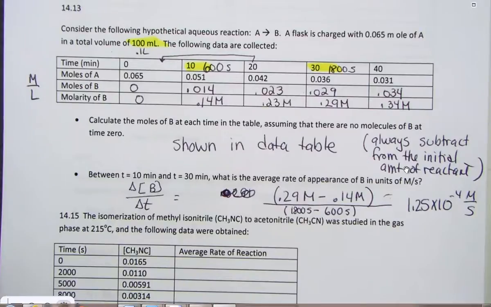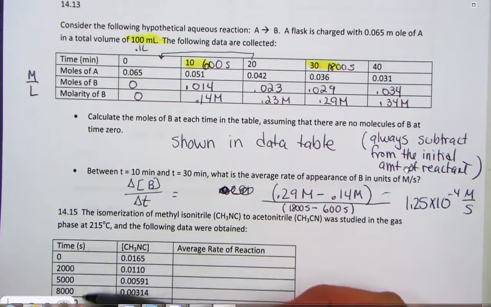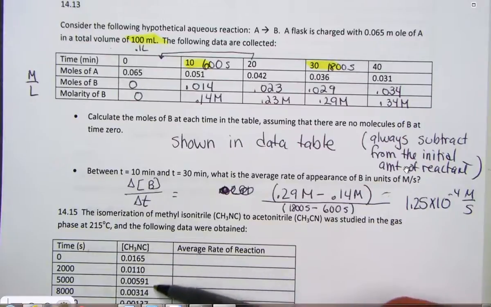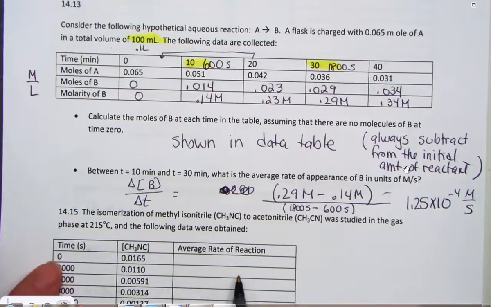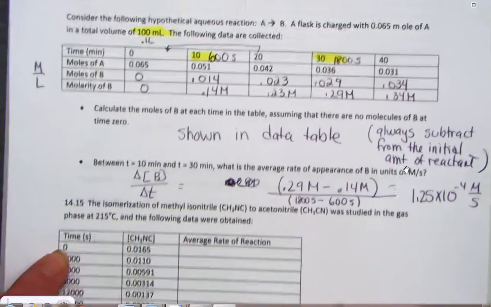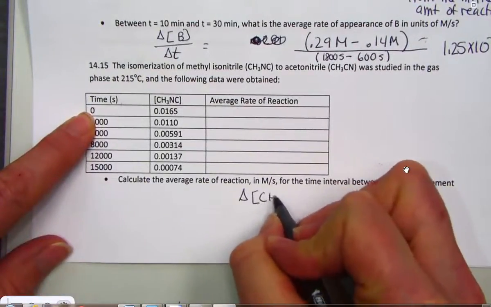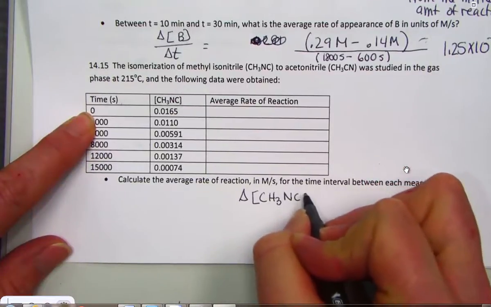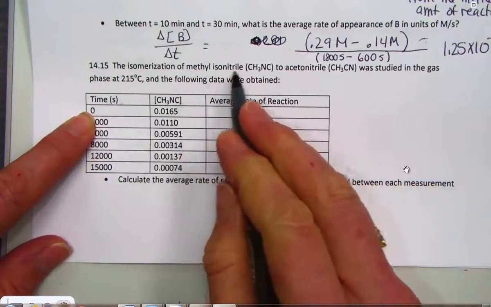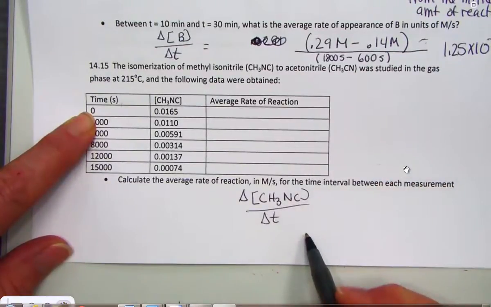15 asks us to calculate an average rate of reaction. So here we're given some time in seconds and the concentration of a reactant, acetonitrile. The following data were obtained. Notice we're being asked to calculate an average rate. So that's the change in concentration of our CH3NC, this is methyl isonitrile, over its change in time. So that's what we're going to calculate.